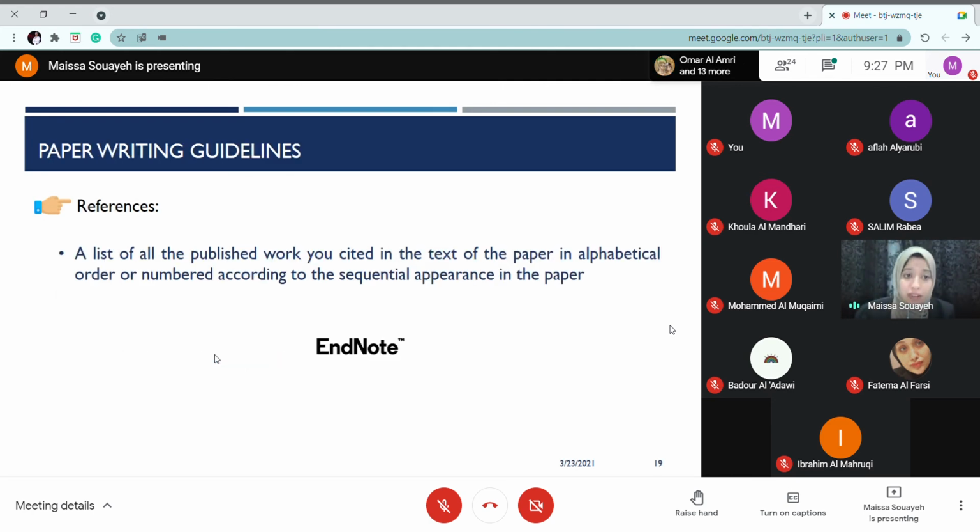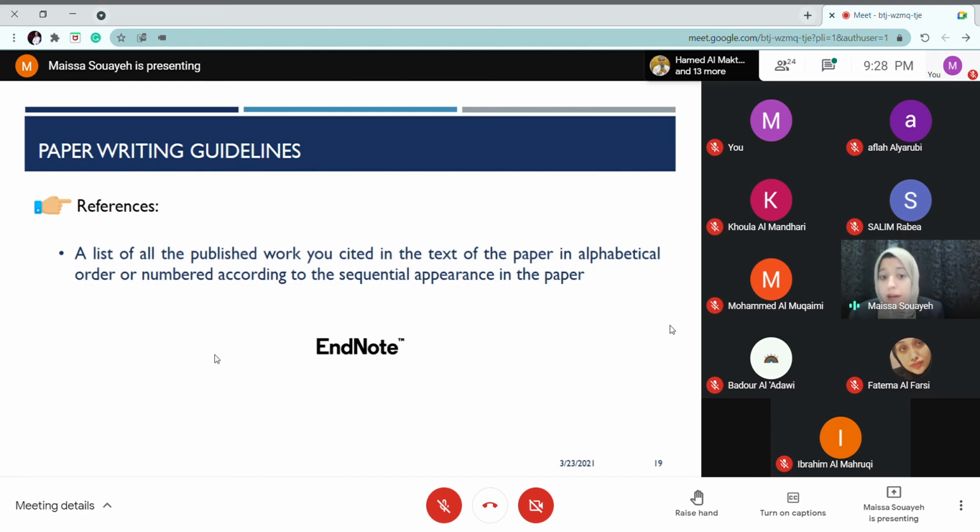So for references, after the conclusion, you need to list all the references you cited in your paper, either in the text or even sometimes in the caption of a figure. All the references at the end should be listed in alphabetical order. Like in our case, if I go for the format of the SBE journal, it's in alphabetical order, or numbered according to the sequence of appearance in the paper. The first one that appeared goes number one, the second number two, and so on.